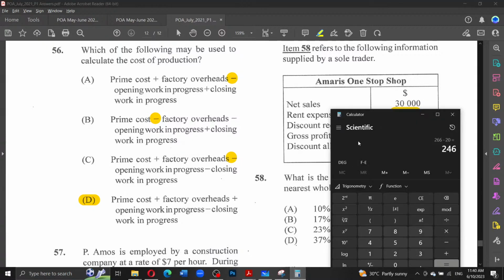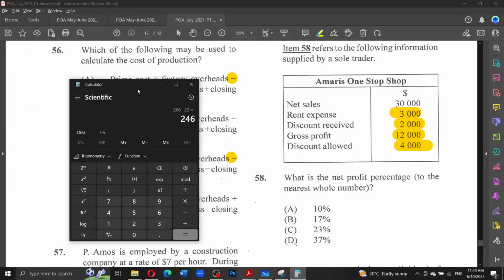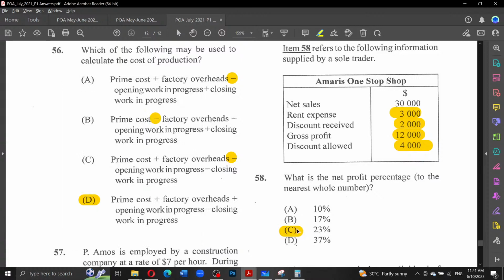Alright, so we have gross profit of $12,000. We add other incomes. This here is $2,000. This is the discount received, and then you minus all other expenses. 3,000, 4,000, 7,000. So the net profit is 7,000. The net sales is 30,000. Therefore, the profit margin is 23.33, which is 23.